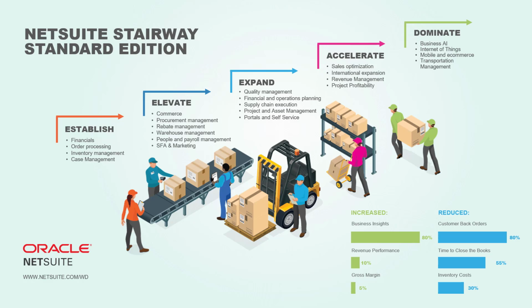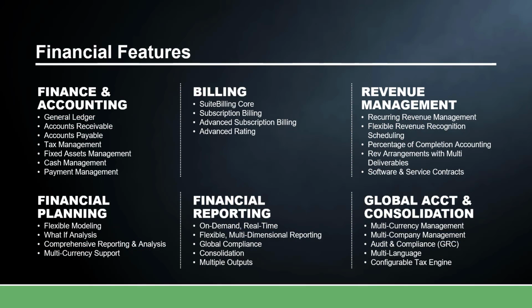And you can see as we move towards dominate, we're getting into some pretty cool stuff like Internet of Things and business AI and so on. Now, not everybody wants those things on day one. It is really a paced stairway and evolution process. The great thing about this is it can be done as quickly or as slowly as the business has the appetite to do. Let's take a deeper look at the breadth of the solution.